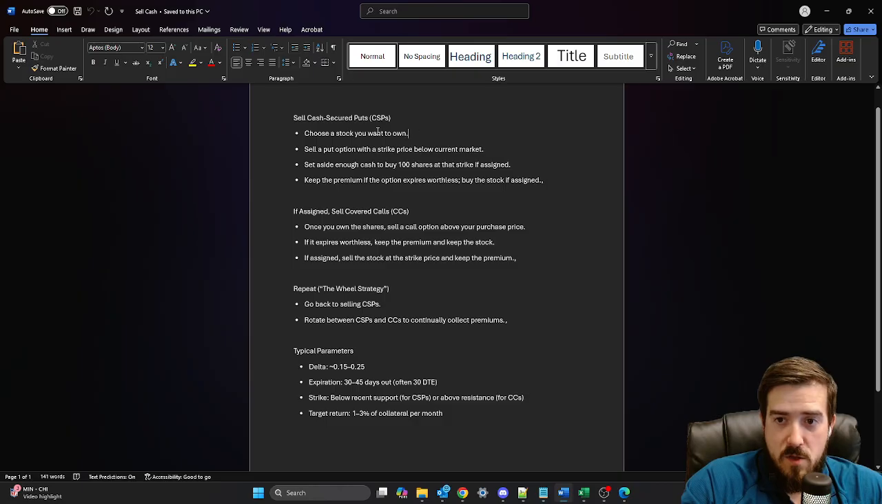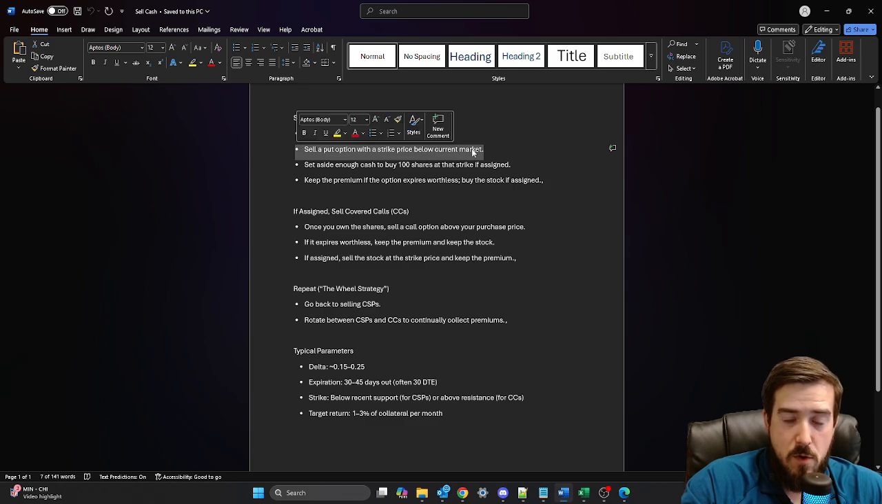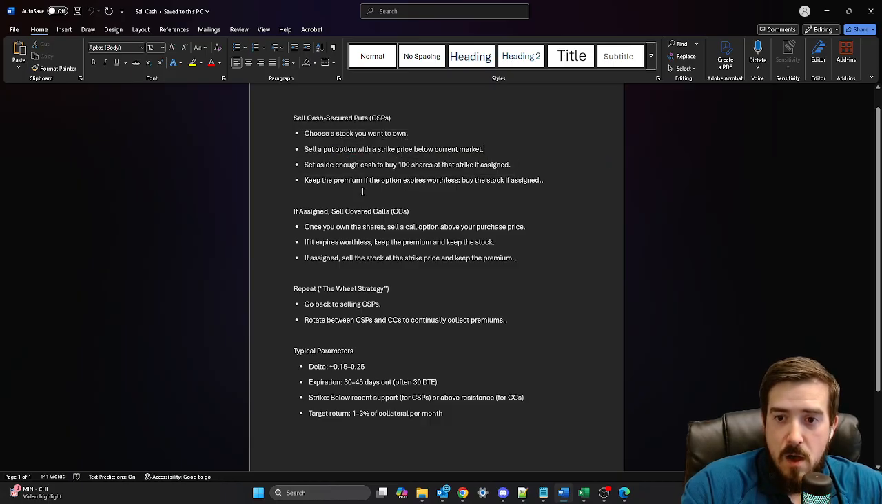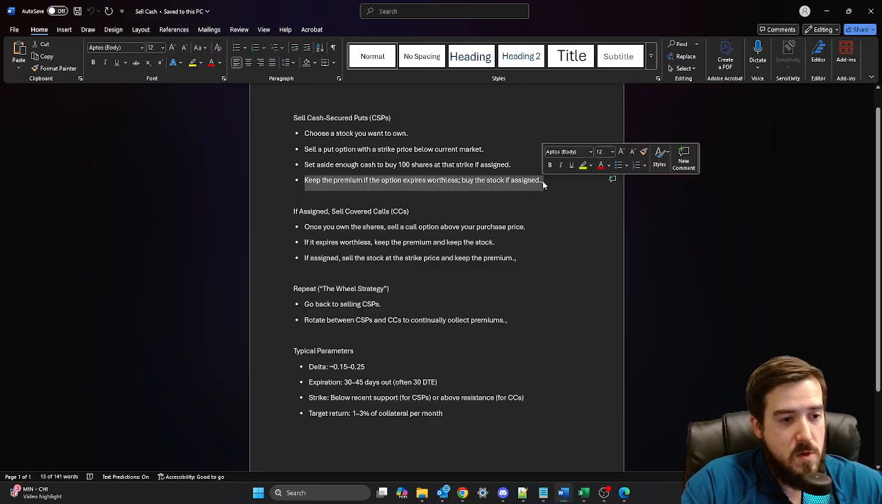So we have checked off, choose the stock you want to own. You want to sell a put position with a strike price below the current market value, which is at 165. You want to set aside enough cash to buy 100 shares at that strike price, which in this case we bought 10 of them, so it's 1,000 shares. And then if we stay above, same thing, you keep the premium and it will expire worthless. Okay, so you get to keep the 930.